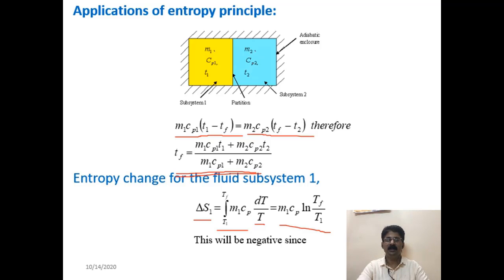Here, as all of you know, Tf is less and T1 is more, so this quantity Tf by T1 is less than 1, so ln of a quantity which is less than 1 is negative, hence this quantity is always negative. That is, the entropy change of system 1 is negative. You have to remember like this: the entropy change of a system or subsystem whose temperature is decreasing is negative. Suppose its temperature increases, then its entropy change is positive.